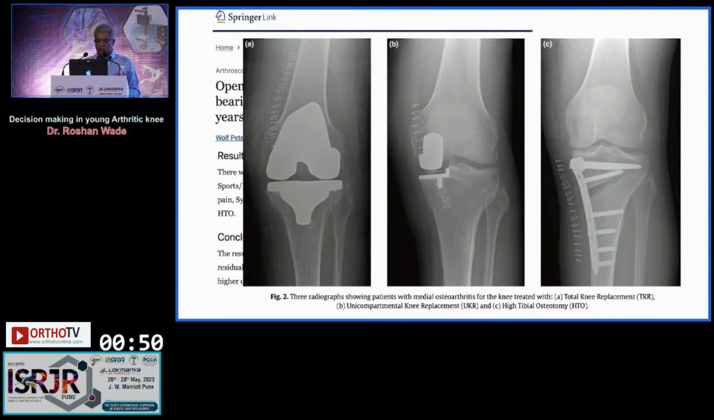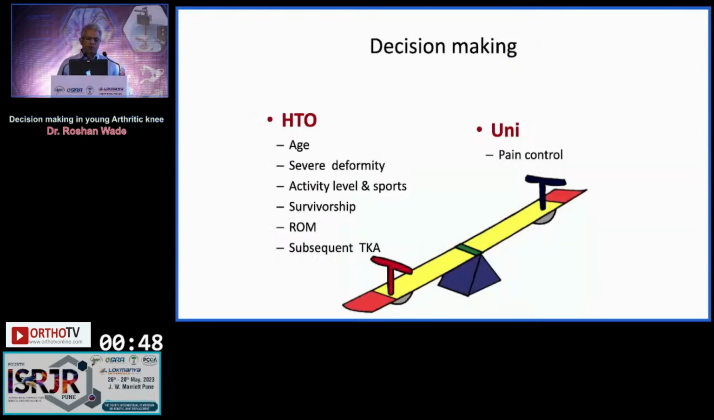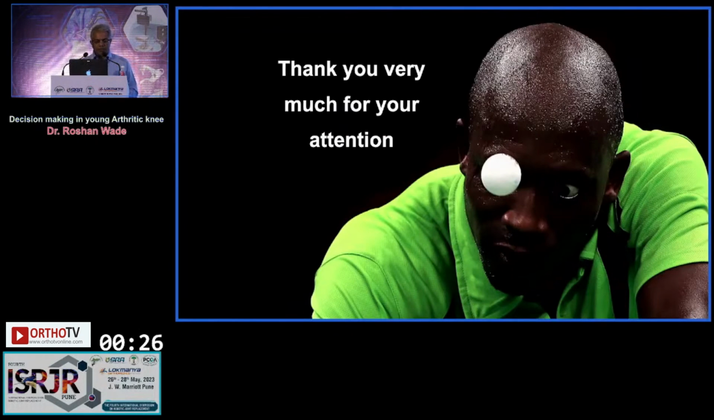So in short, in the decision making of HTO versus uni, for HTO you have to consider the age, the severity of deformity, activity level, return to sports, survivorship, range of motion, and subsequent conversion to total knee replacement. While you consider uni, the most important criteria are less correction and more pain control, which can be achieved by uni. I think we have to have a very open focus on this decision making in the young arthritic knee. Thank you.